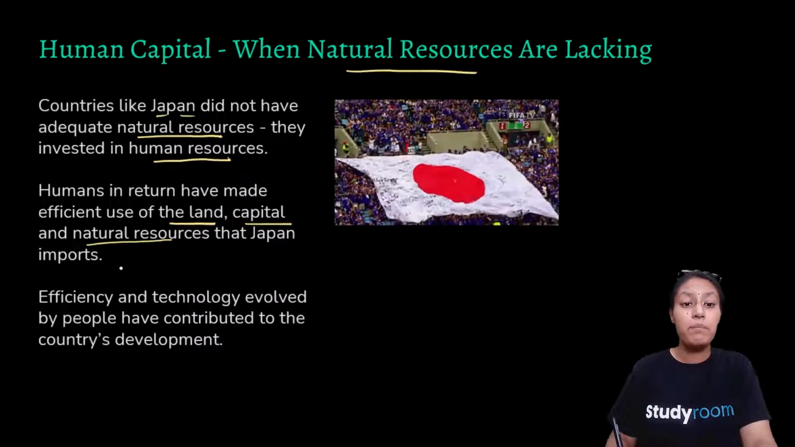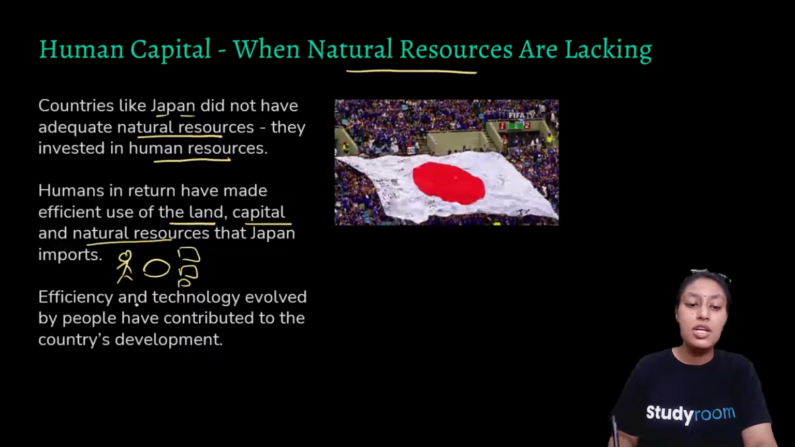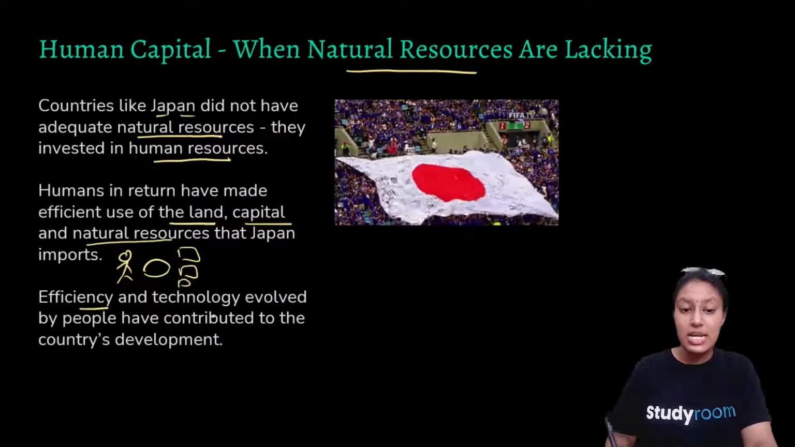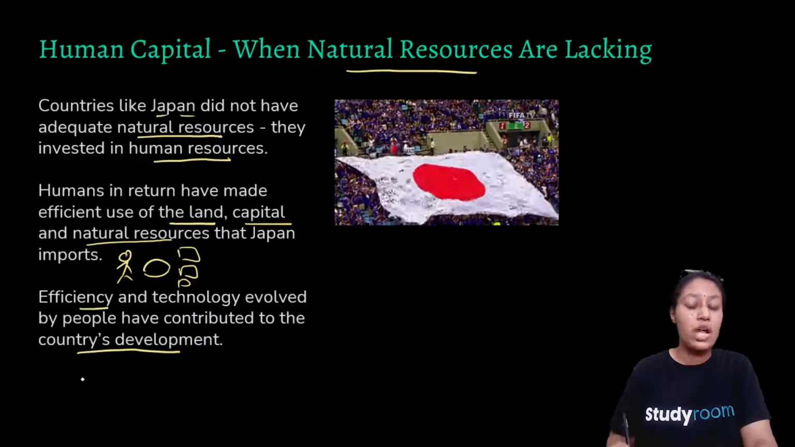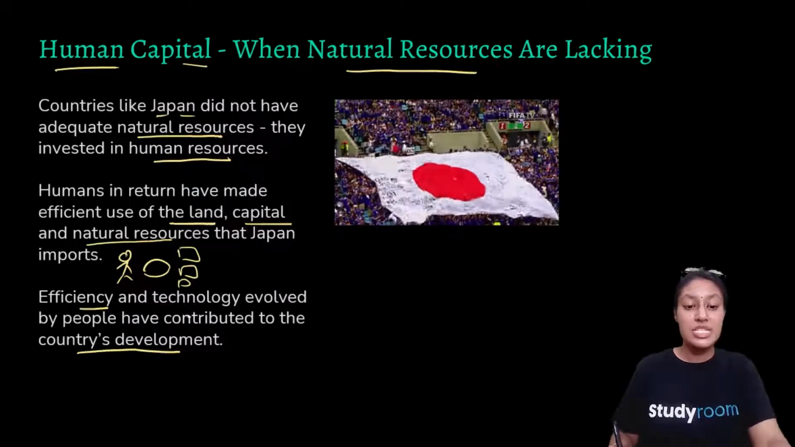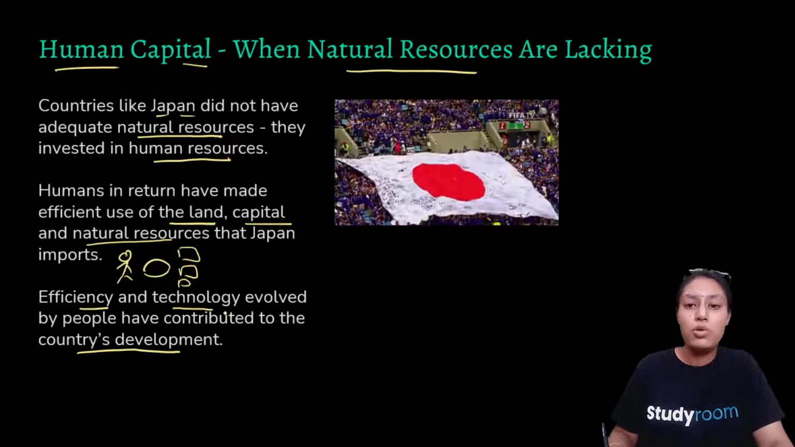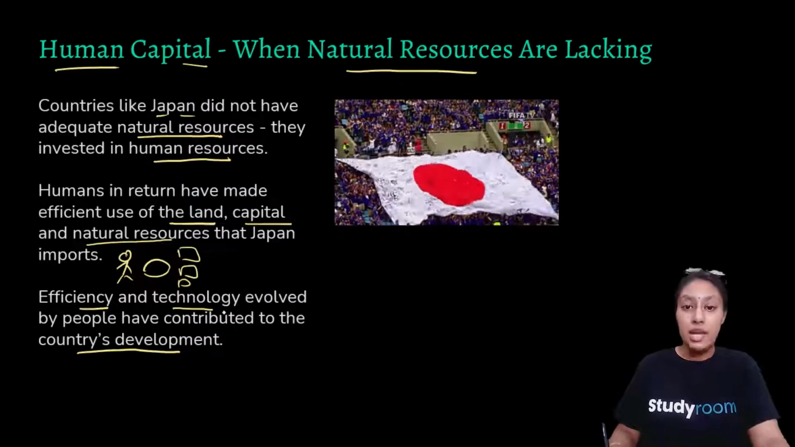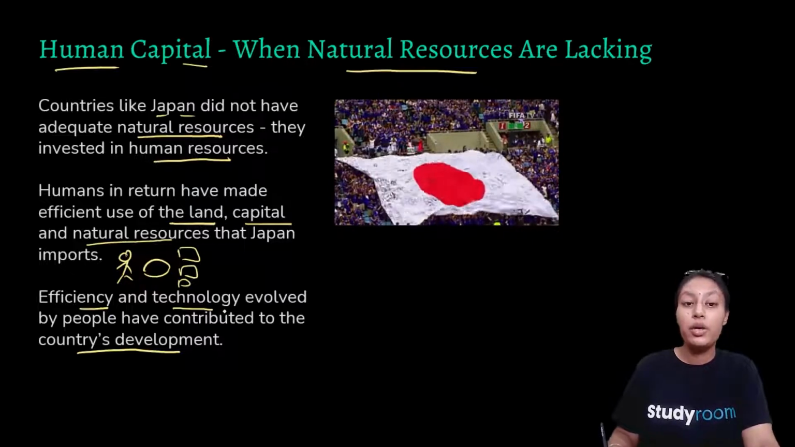So if you do not have a direct way to invest in natural resources, you can invest in human capital, which in return will invest in all the things that are required. Efficiency and technology evolved by people have contributed to a country's development. Even though natural resources are not present, you can still contribute to human capital, which will give you efficiency and technology. Today we hear the name of Japan almost everywhere, be it in the IT sector, be it in games. So from this example, we understand the importance of investing into human capital.